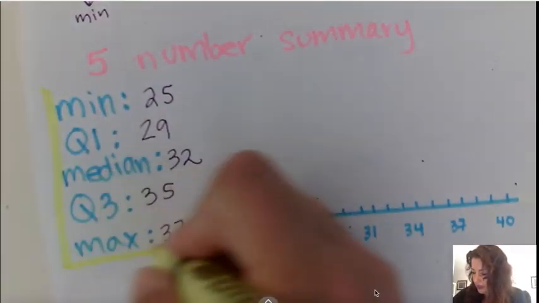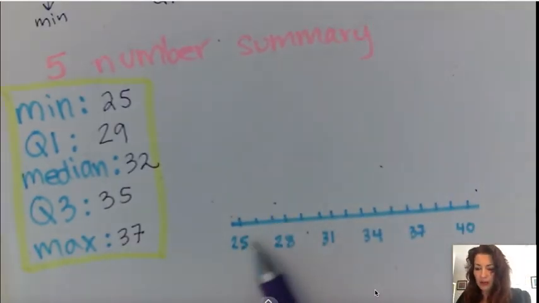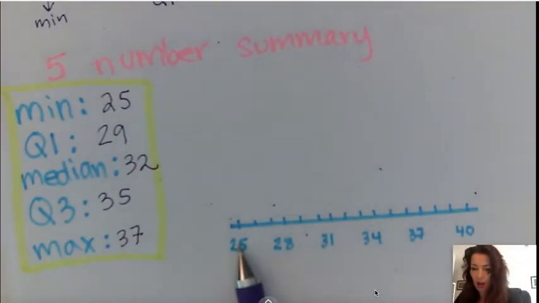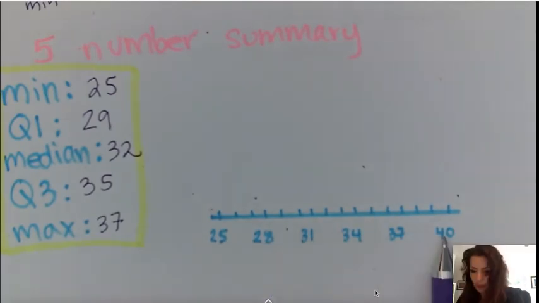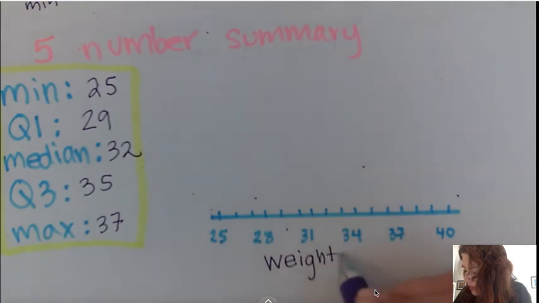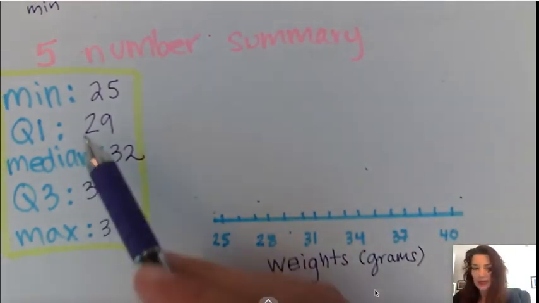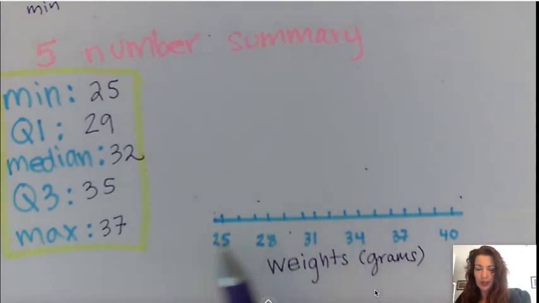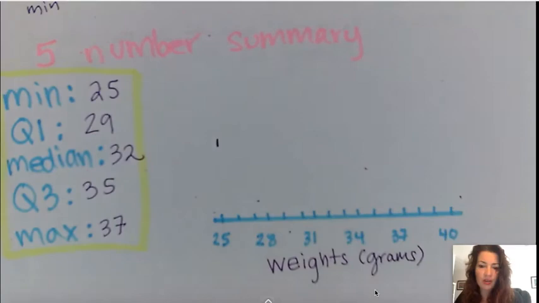And I'm going to take these numbers, and for now, I'm just going to put a tick mark on the number line. So first of all, you should always have a number line. You should always label the number line with numbers, and we will also write what the numbers represent. So this is weights in grams. And let's go ahead and place these 5 numbers on the number line. So the minimum value is 25. I'm just going to put a little tick mark here for now.